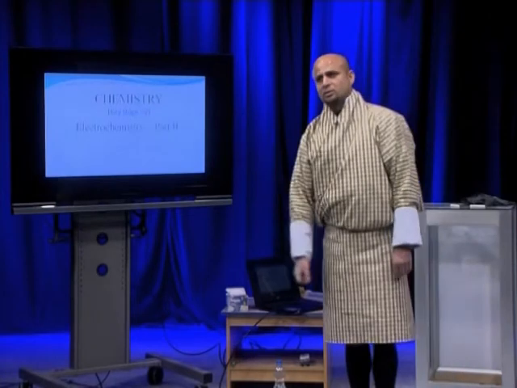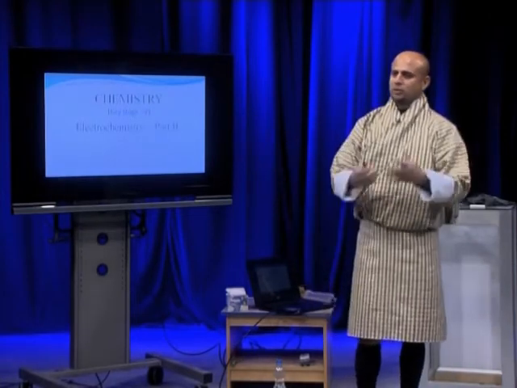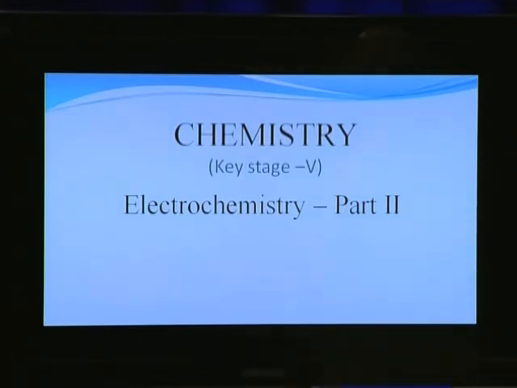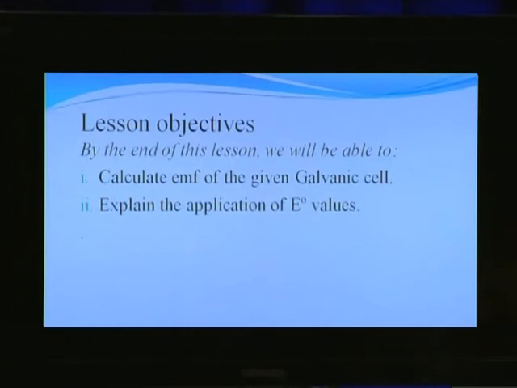In the previous lesson, we looked at various parts such as the definition of an electrochemical cell, construction of an electrochemical cell, working of an electrochemical cell, electrode potential, standard electrode potential, etc. By the end of this lesson, we will be able to define the EMF of a given galvanic cell and explain the application of the Nernst equation.